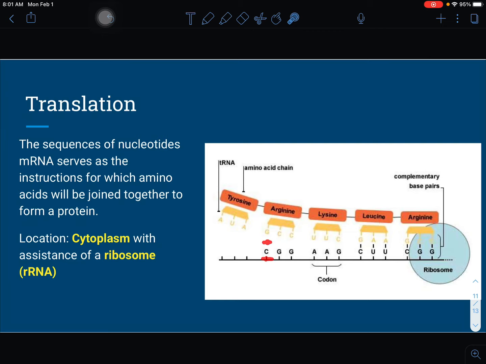And what's the complement of a C? It's a G. What's the complement of a G? It's a C. Okay, for every A, there's a U. For every G, there's a C.